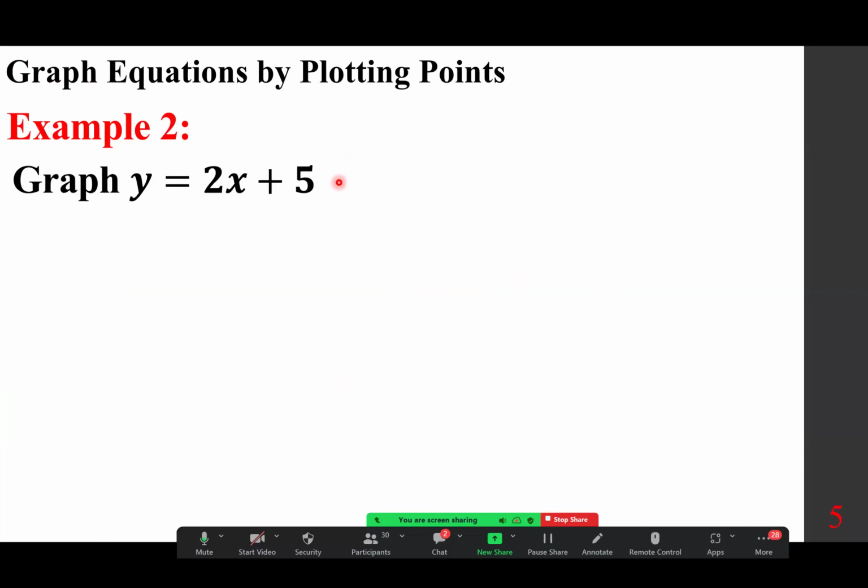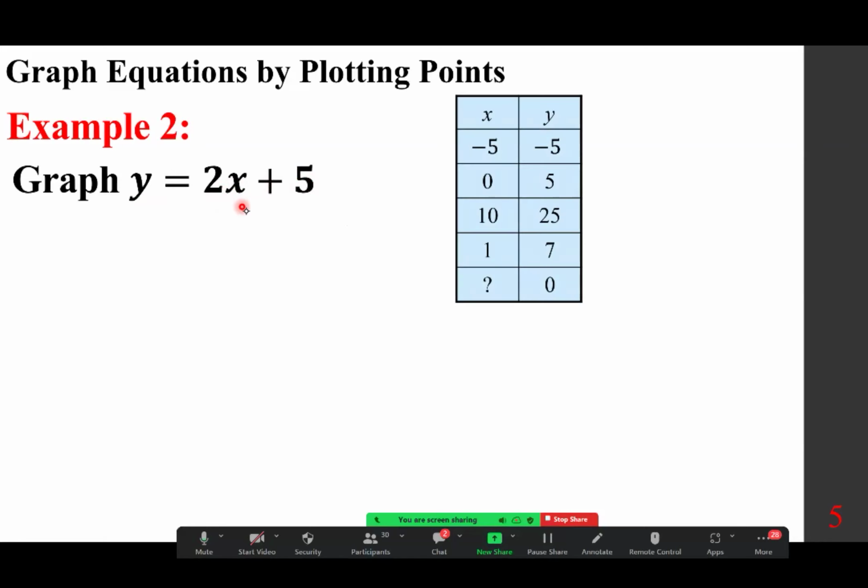Graph equations by plotting points. Y is 2x plus 5. So all you have to do is pick some values. Let's say x is 1, you get 7. X is 2, you get 9. What about x is 0? You get 5. And so forth. Just pick some points. If you plug in minus 5, you get minus 5, and so on.